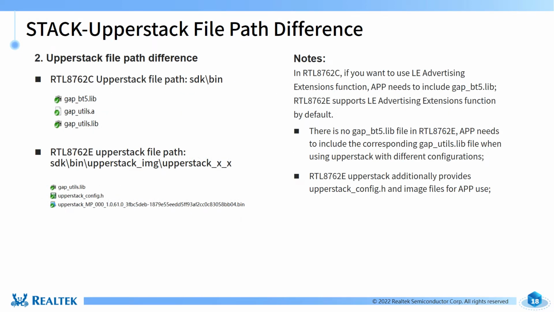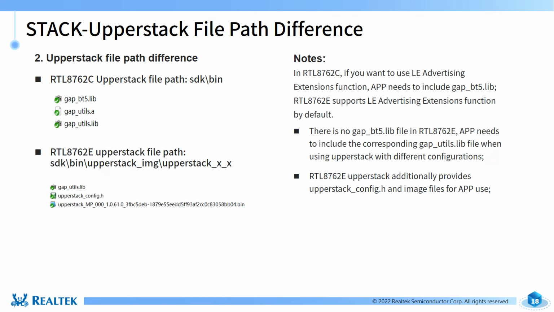Here's the second part of the stack, differences in the upper stack file paths. The file path of the RTL8762C upper stack is in the bin directory of the SDK. The upper stack file path of the RTL8762E is under SDK bin upper stack image upper stack XX.